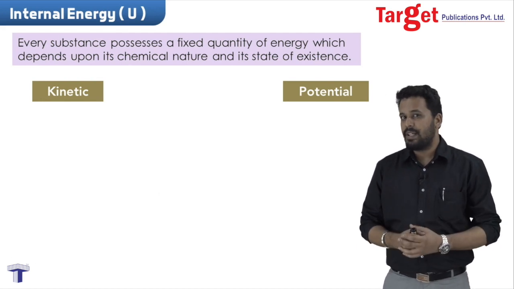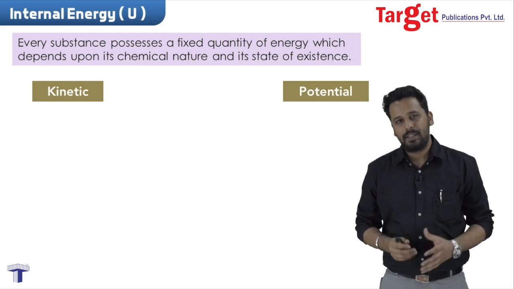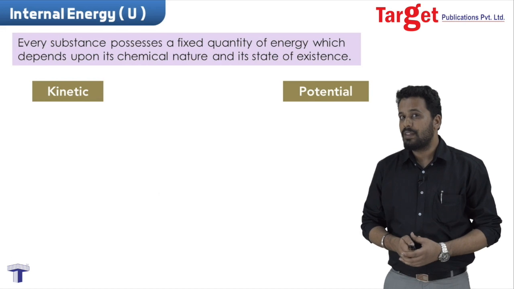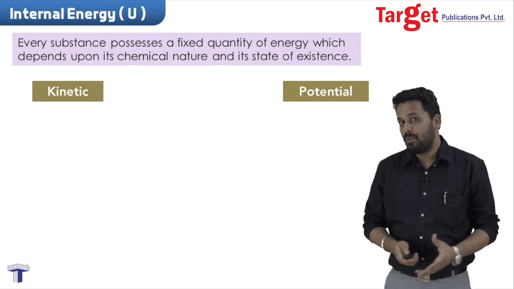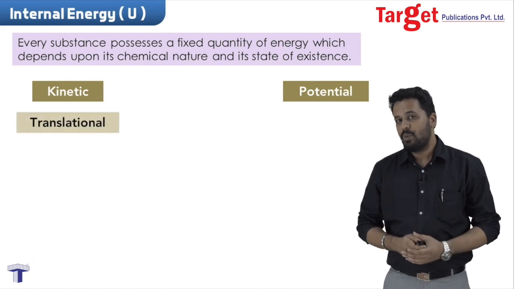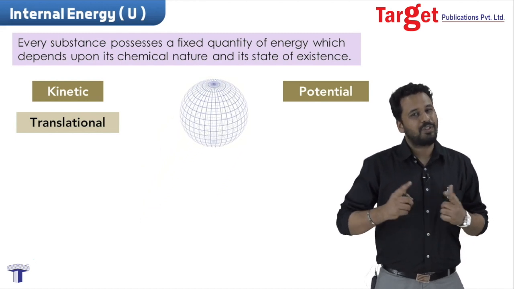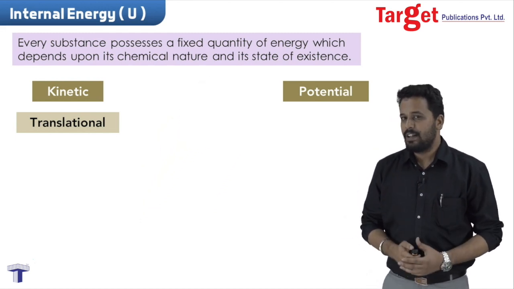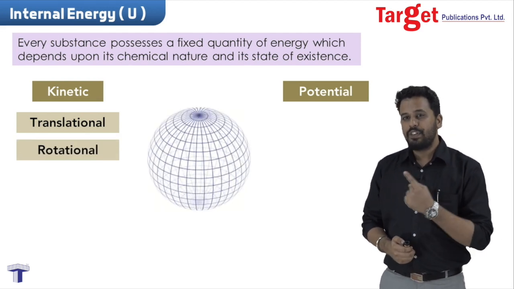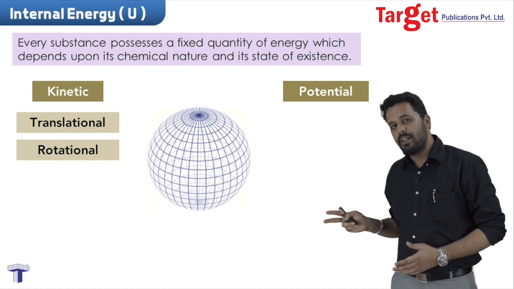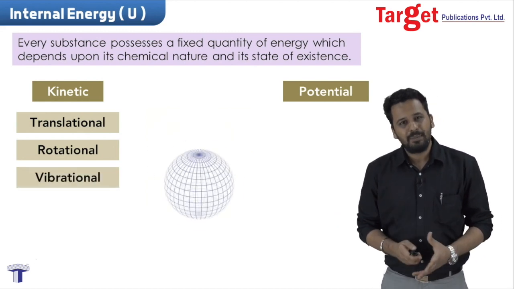Now kinetic energy, as we all know, is based on motion. It depends on movement, and there are different types of movements, so there are different types of kinetic energies as well. For example, we have translational motion, which means motion from one point to another point directly through a straight line. That's called as translational motion. We have rotational motion, that means rotation of a substance about its axis, as you can see right next to me. We have vibrational, which is kind of self-explanatory.